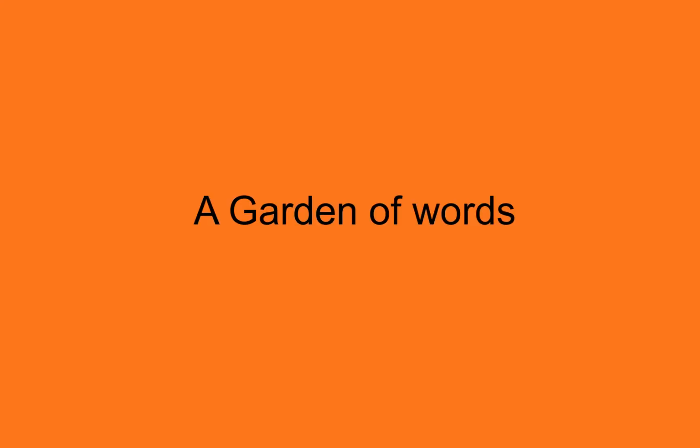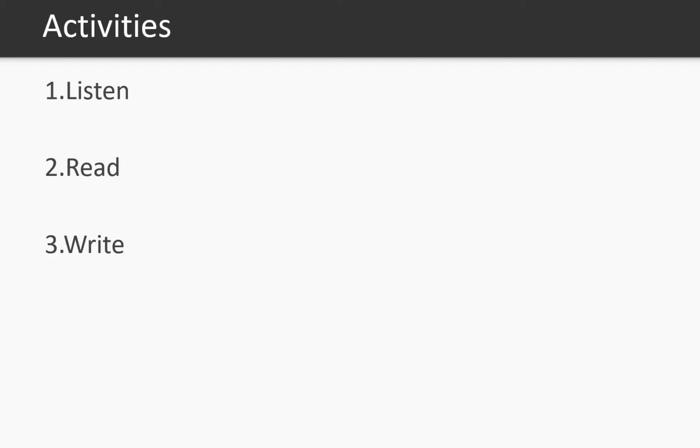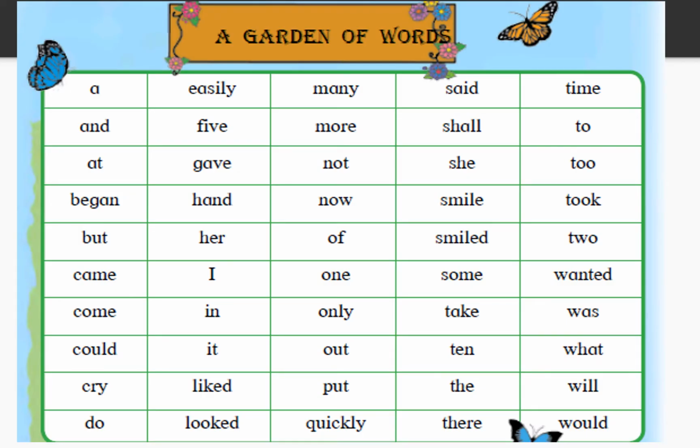A garden of words. In this topic, we have to do some activities, and those activities are listening, reading, and writing. Here, some activities are given to us in a garden of words. The activities we have to do: listening, reading, and writing. A garden of words. First of all, we will read all these words.